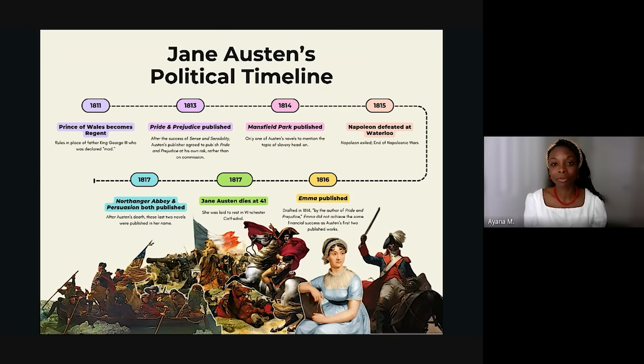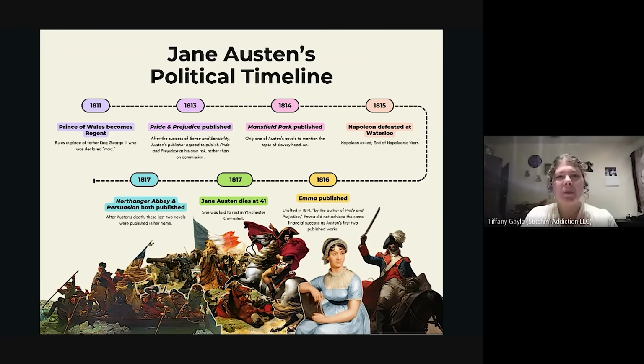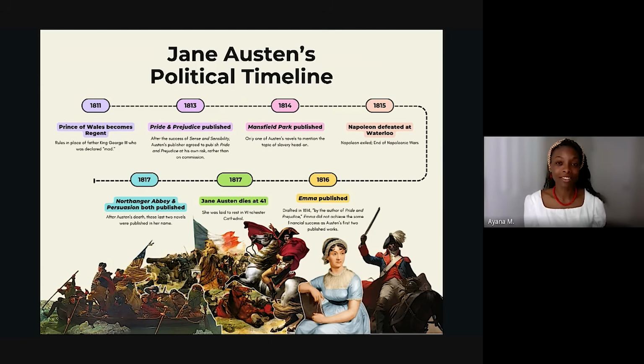A lot of people think this was the first of her works to be published because it's arguably the most famous. When it was published, it was actually published as by the author of Sense and Sensibility, because Sense and Sensibility did enjoy good success. And so her publisher was actually like, you know what, I'm just going to publish this at my own risk. I'm not even going to publish this on commission because you did so well with your first one. I think that's so funny that the publisher is kind of thinking, oh, I don't know, this is a real risk here, Miss Austen. And, with hindsight, we know that that was the best decision they ever made.